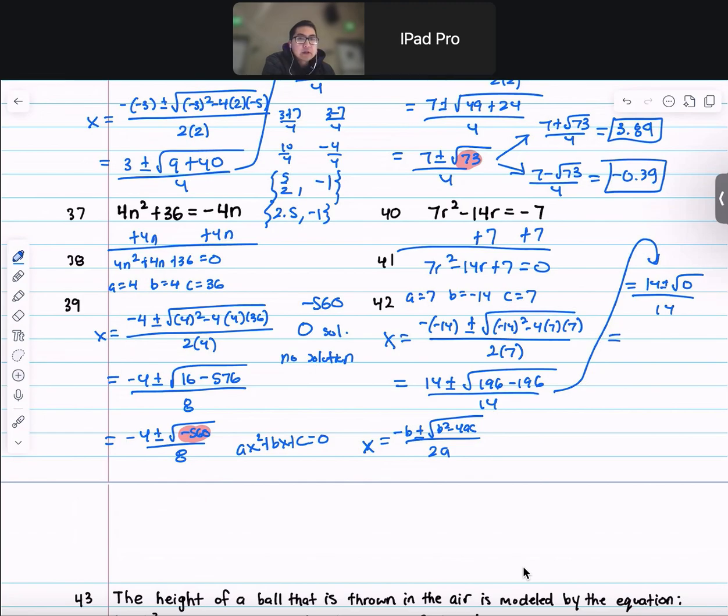And the square root of 0, you guys, is just 0, so all you have left is 14 over 14, which is 1. So the discriminant was 0, and when you guys get a discriminant of 0, that means you will have one solution, and the one solution found was 1.